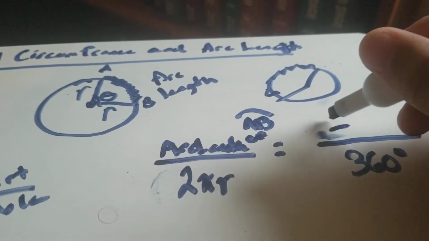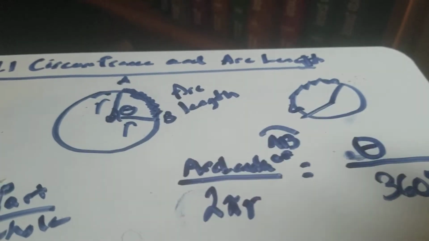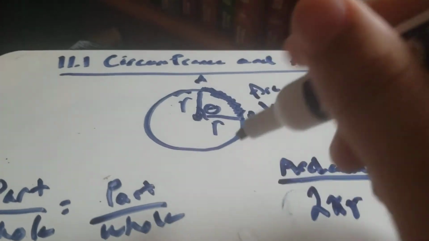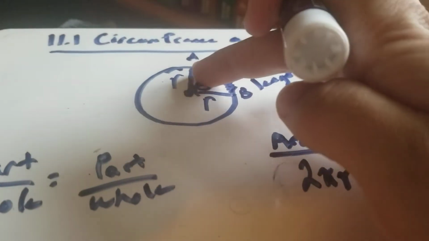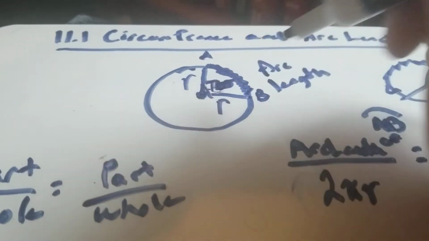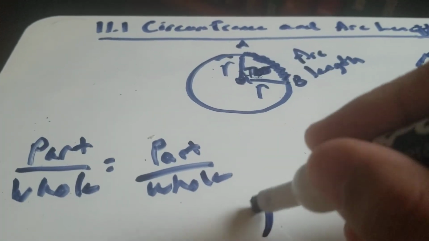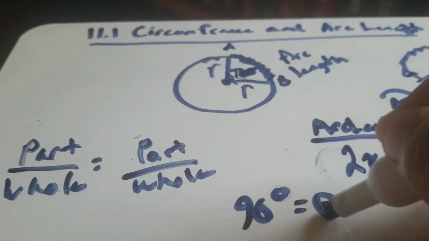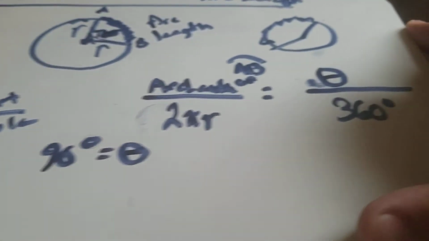So the part is how big theta is. And let's do a little thinking about how this looks. Look at this one. Let's say if I told you this is 90 degrees, right? All right, let me rewrite this. So let's say I told you it was 90 degrees, okay? Let's think about how that makes sense.